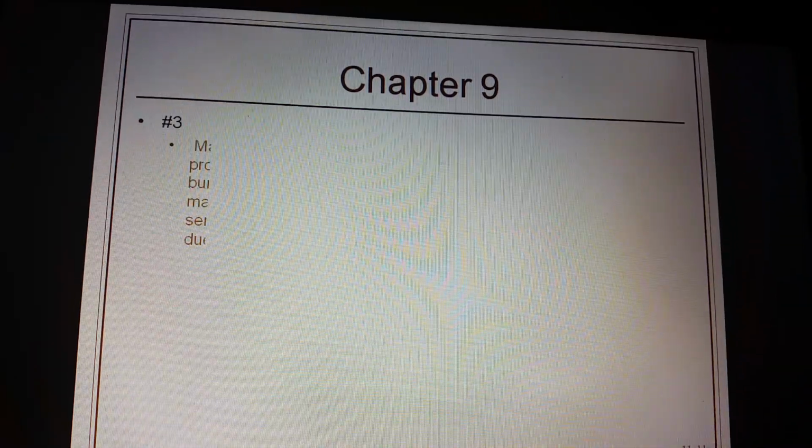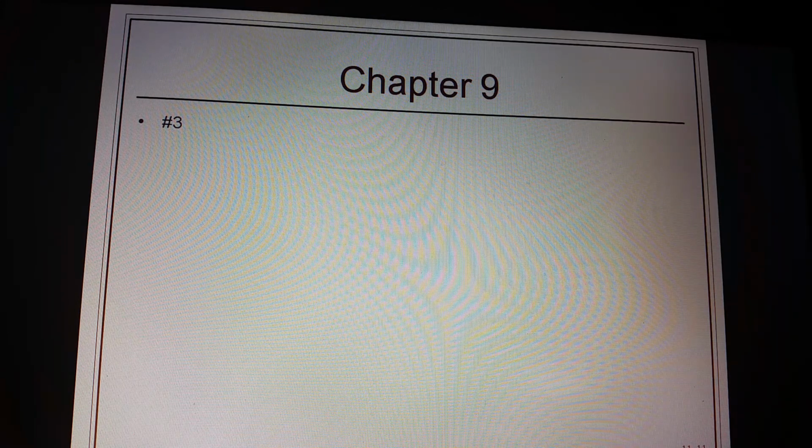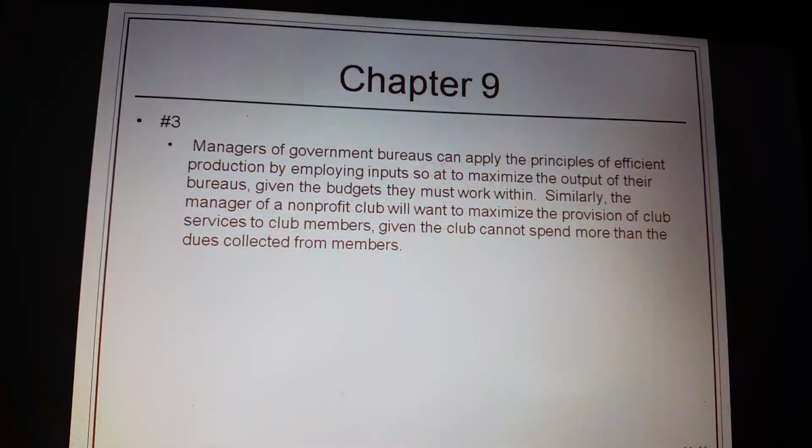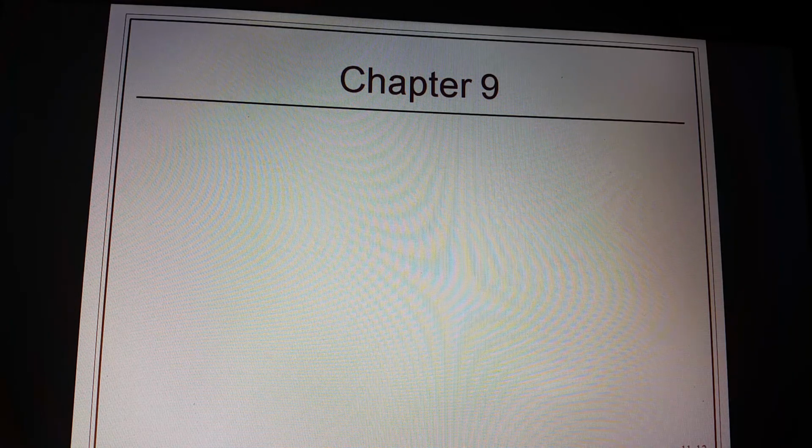Okay. So the first question here was number 3. How does the theory of efficient production apply to managers of government bureaus or departments that are run not for profit? How about the nonprofit clubs that collect enough dues from their members just to cover the cost of operations? The answer here is managers of government bureaus can still apply the principles of efficient production by employing inputs so as to maximize their output. Similarly, managers of nonprofit clubs will want to maximize the provision of club services, given the club can't spend more than the dues collected from its members.